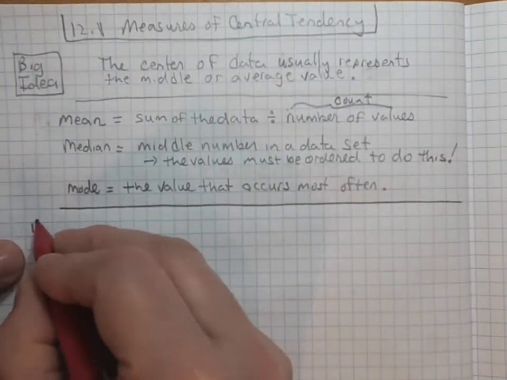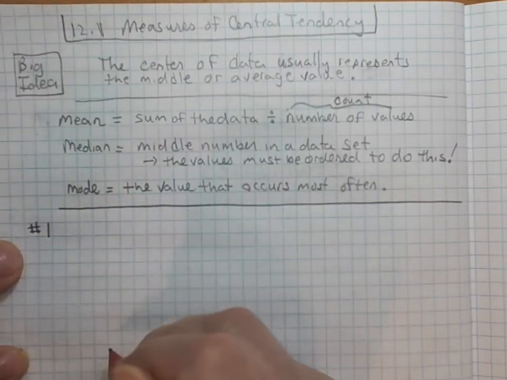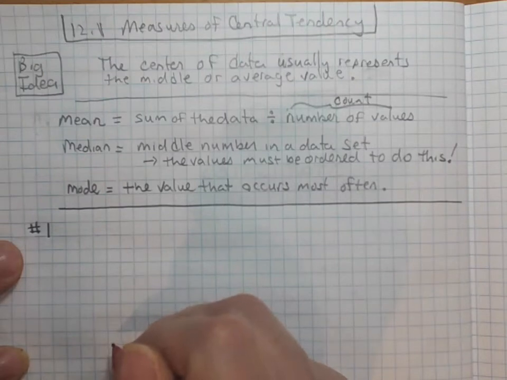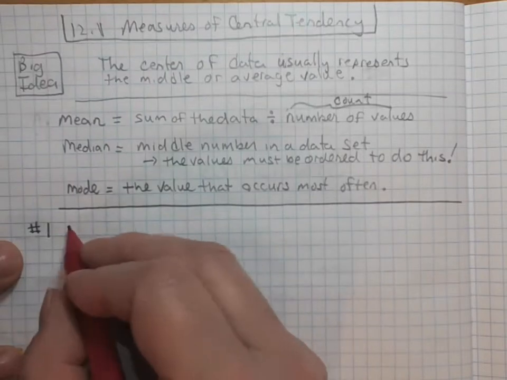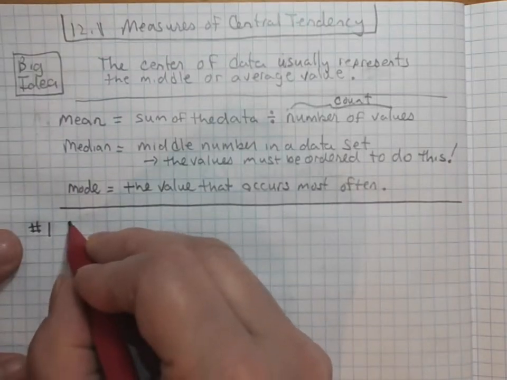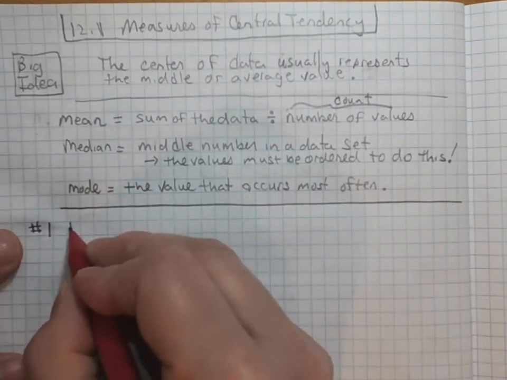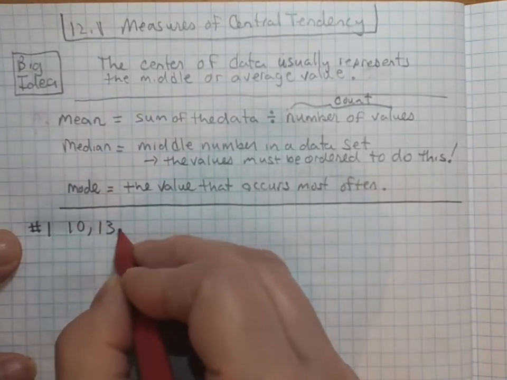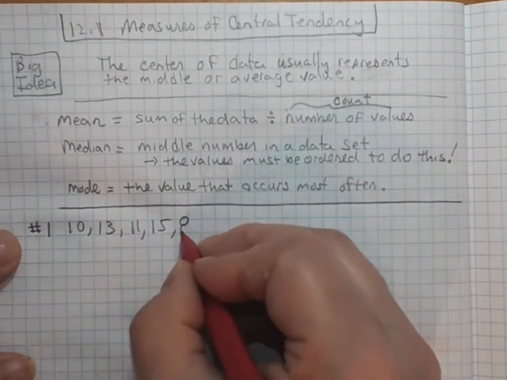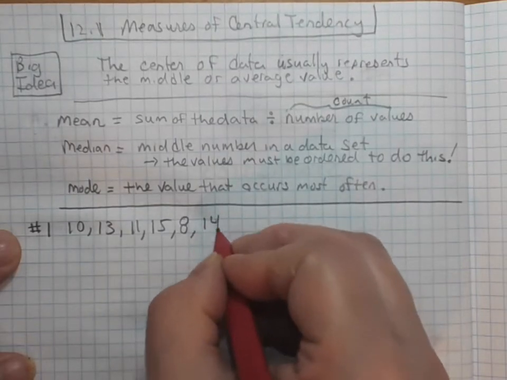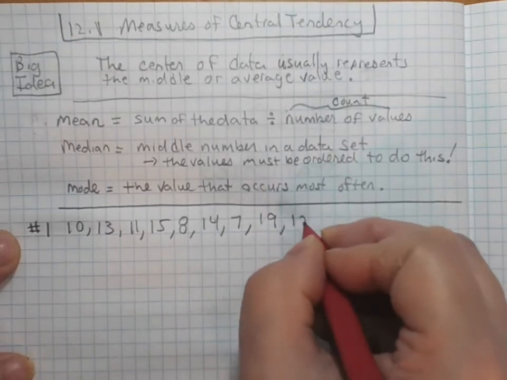My first data set is going to consist of these values. Now, to do this assignment, you're going to need a calculator. So make sure to pause the video if you don't have a calculator handy and get a calculator ready. All right, so here is my list of numbers, and we're going to calculate all three measures of center. The numbers are 10, 13, 11, 15, 8, 14, 7, 19, and 12.